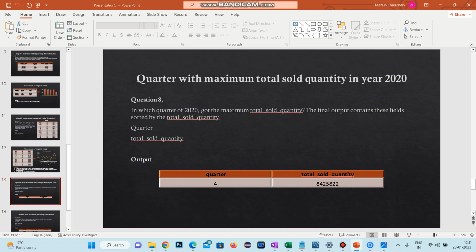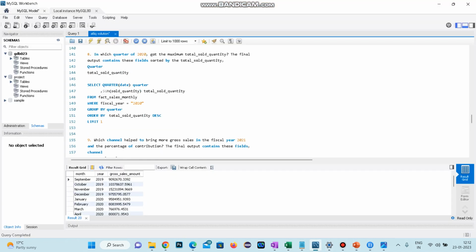We want the quarter with maximum total sold quantity in year 2020. That means we want the quarter for which there was maximum total sold quantity. Let's move to the query part. Here we are selecting quarter from the date, and sum of sold quantity, where fiscal year is 2020, grouping it by quarter and ordering by total quantity in descending order so that we get the highest quantity at the top, and we are using limit here to get the top one.